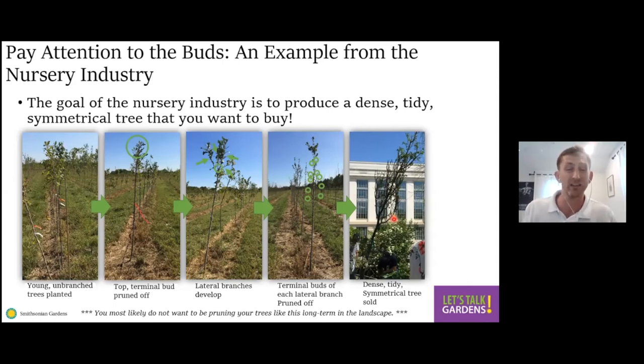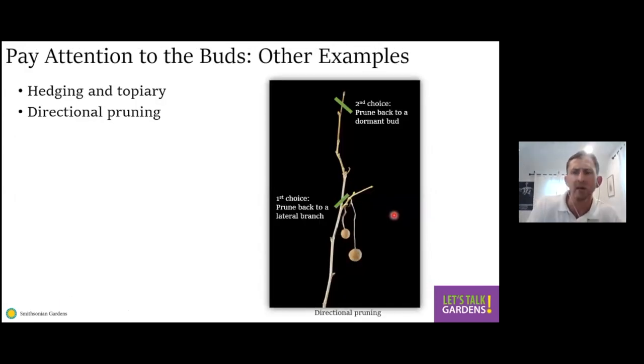This works really well in the nursery to create a nice looking tree that people want to buy, but it isn't necessarily how we want to manage most of the trees on our landscape. It's simply an example. A couple other examples, hedging and topiary. Again, when we pull out the hedge shears and we clip off a lot of the branch tips, we remove all those terminal buds, we remove all those sources of auxin production, so those cytokinins push out growth from new places and thicken up the hedge.